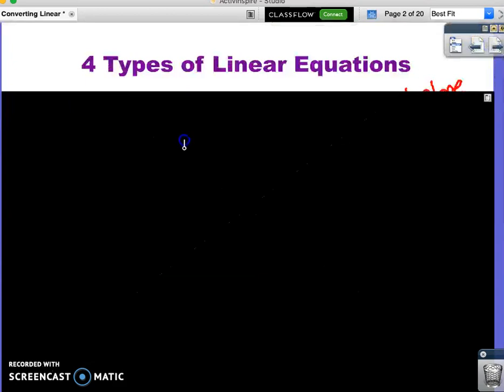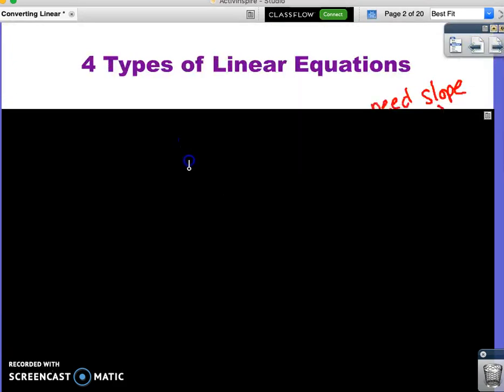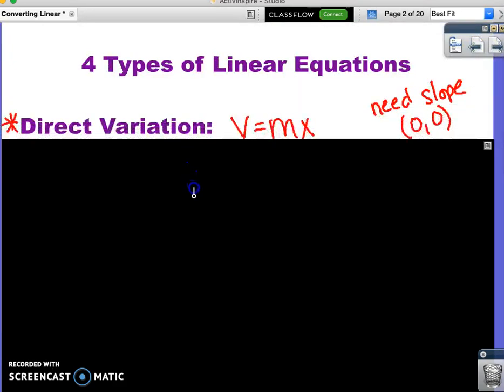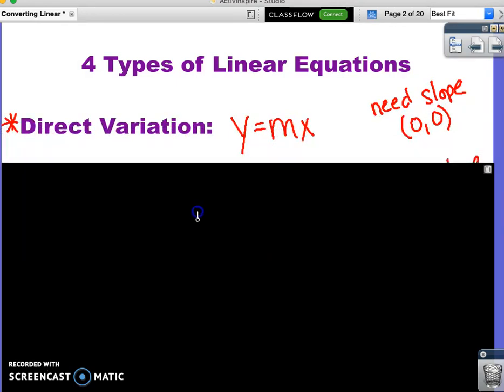So first, the 4 types of linear equations. The first one is going to be your direct variation. Y equals mx. You need the slope to write that. And (0, 0) is your y-intercept, so that's just plus 0. But you need the slope, so you're going to replace this m here.